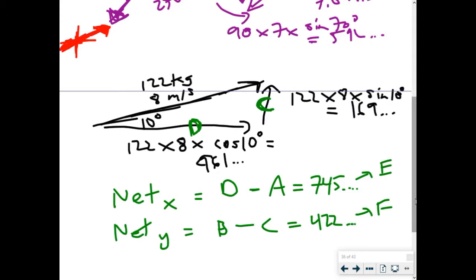Anybody have any issues with being able to add and subtract those? Yeah. Yeah.